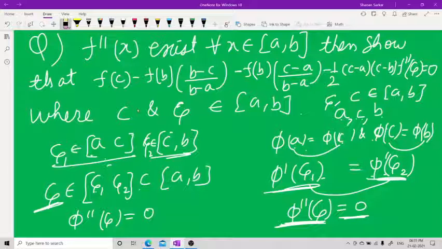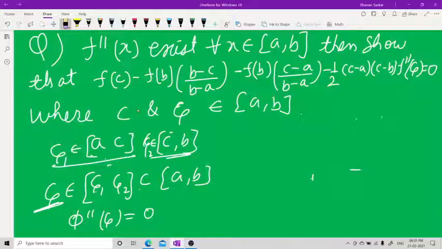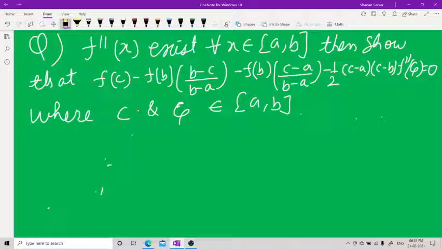This is basically the idea. Now let us construct the function. The function would be, we will first simplify this form so that we can easily construct the function. That is very important. So let us now simplify this function.